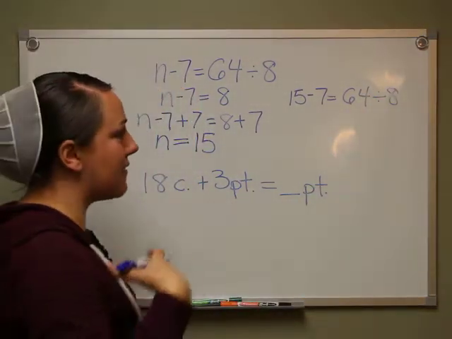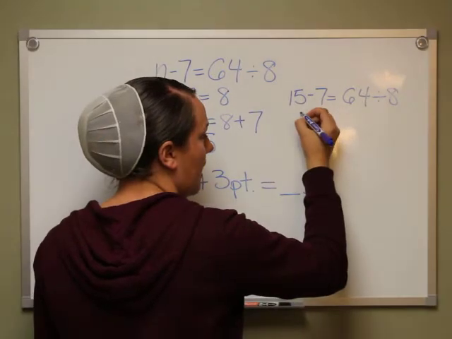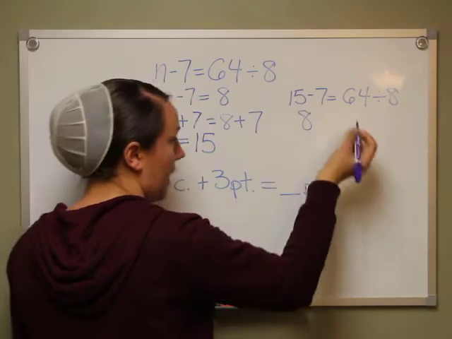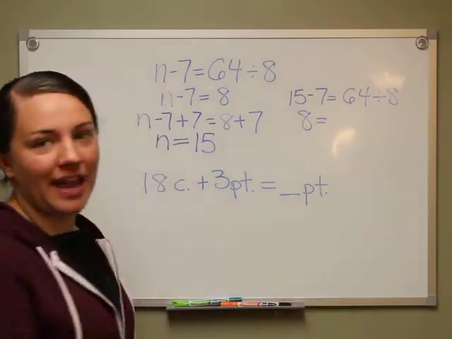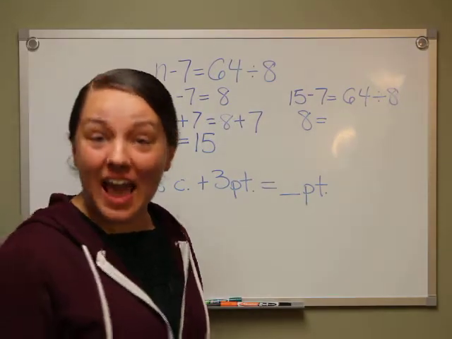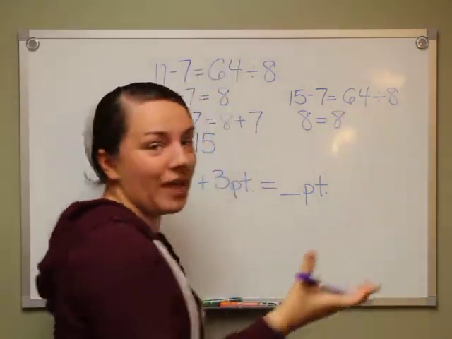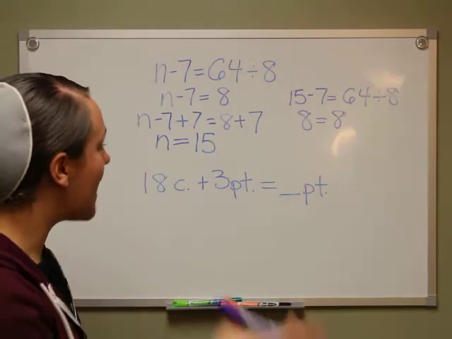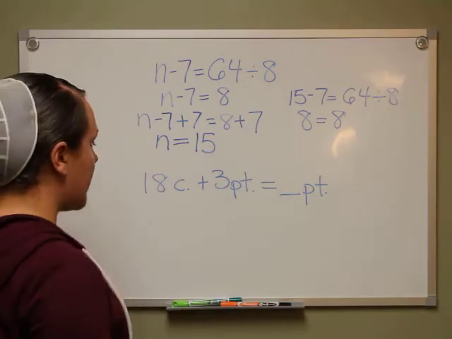Now 15 minus 7 is what? Now that is 8, okay? And 64 divided by 8 equals what? 8, okay? Does 8 equal 8? Of course, okay? So that worked out. That's how you solve an equation.